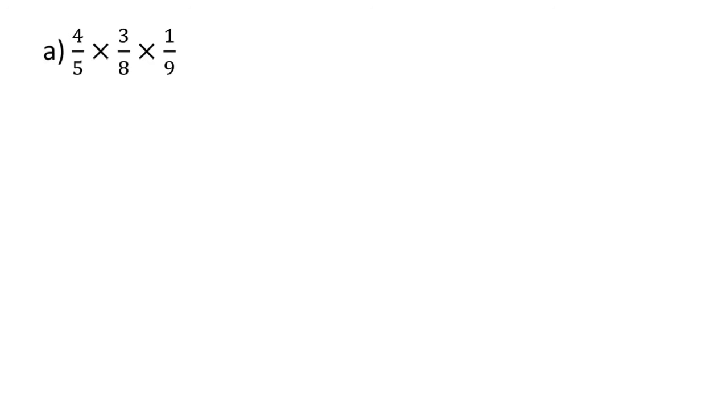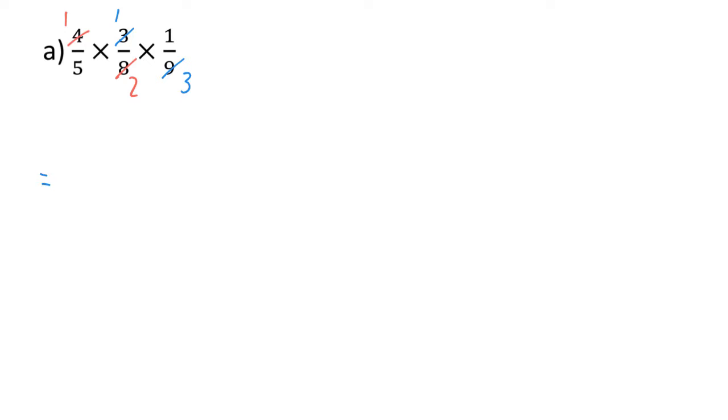Example A, we've got 4/5 multiplied by 3/8 multiplied by 1/9. There's no real order of operations here. We can just multiply as normal, and we need to look and see where we can cancel. We can see that there's a 4 and an 8. They both will divide through by 4, leaving 1 and 2. And the 3 and 9, they also cancel, and they'll divide by 3 to give 1 and 3.